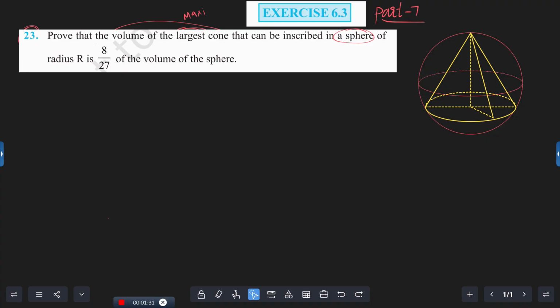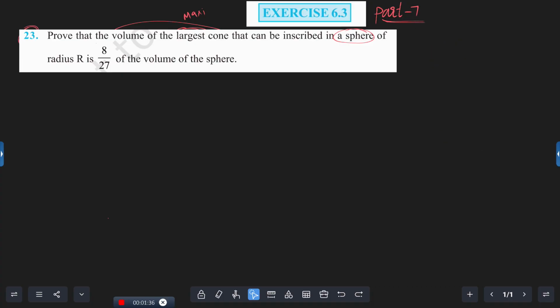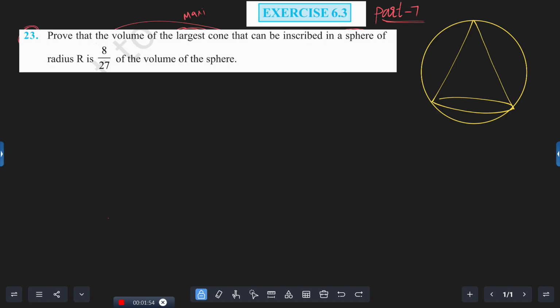If you are able to draw, you draw, or else I will draw my own figure. Just a circle I will draw. With the help of the circle you can easily understand. Okay. Now see, the cone you have to draw. That's it. So this is the center point of the circle. This is the radius of the cone, and the height of the cone and all will come later. Listen carefully.